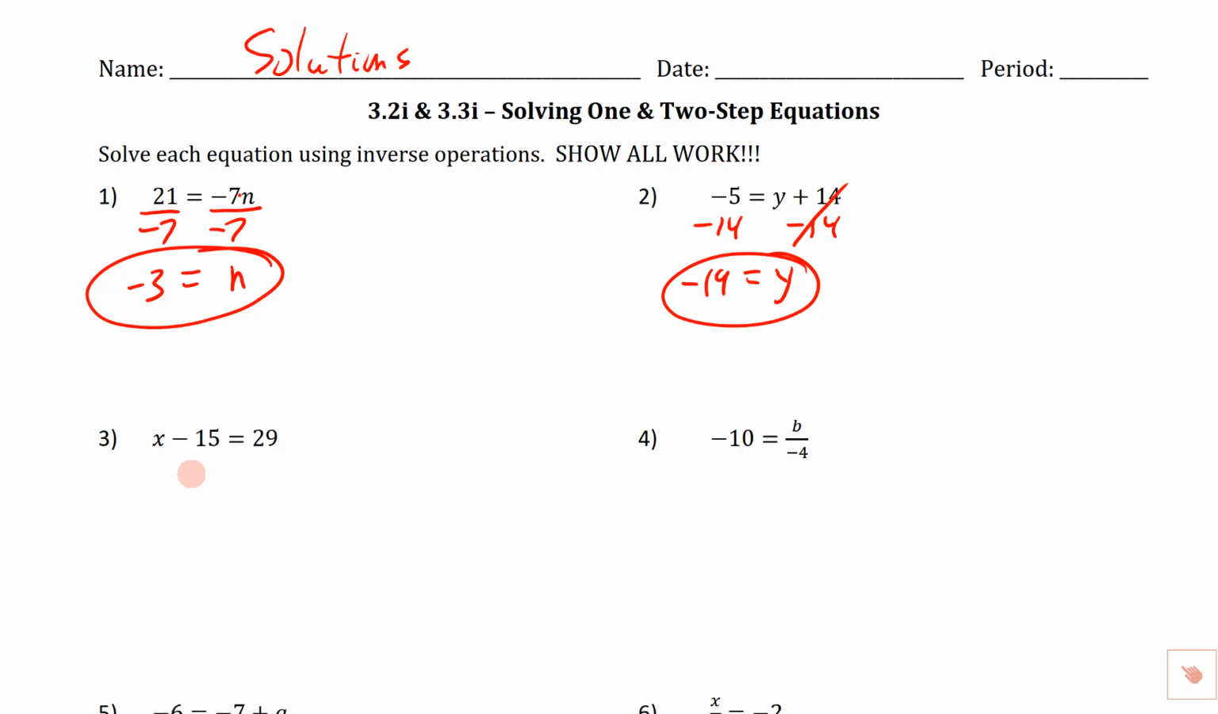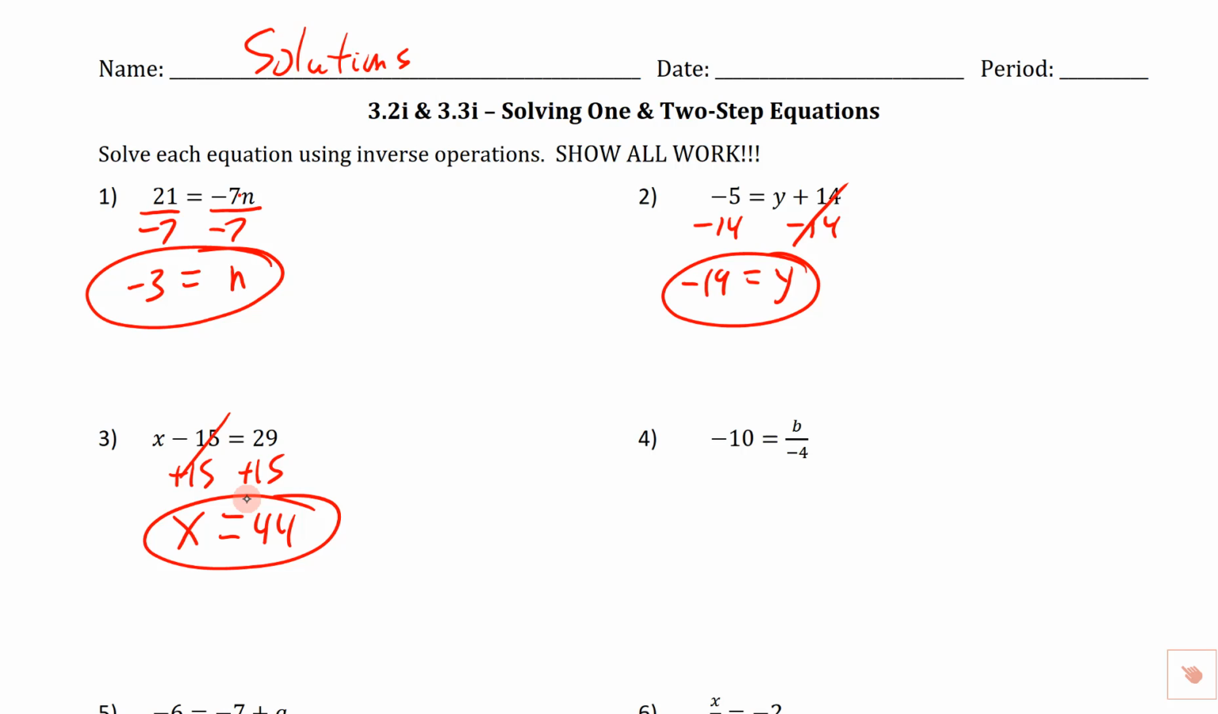Let's take a look at this one. We want to get the x by itself, so we're going to add 15 on this side to undo subtracting 15. So we add 15 on both sides. Those make a 0, so x plus 0 is just a plain old x. And then we have 29 plus 15, that's going to be 44. Circle that.